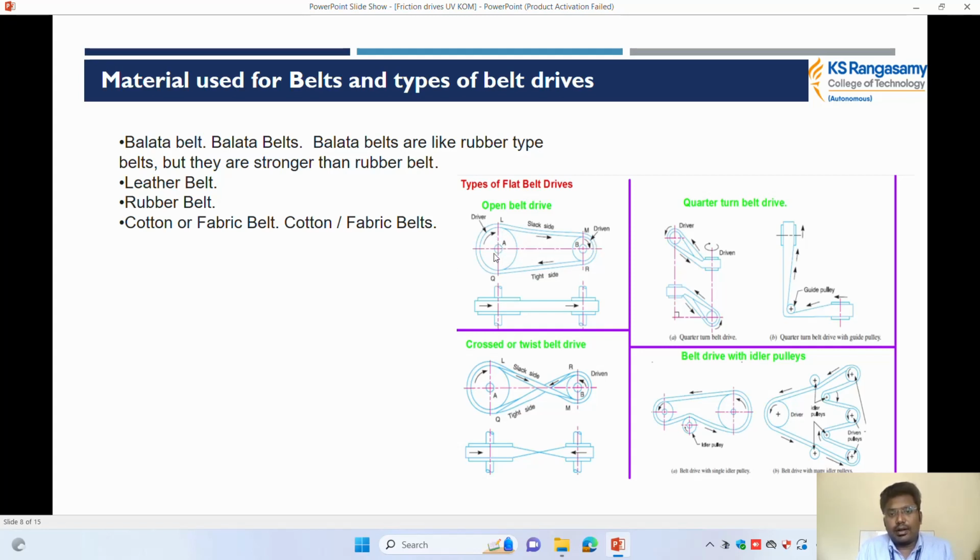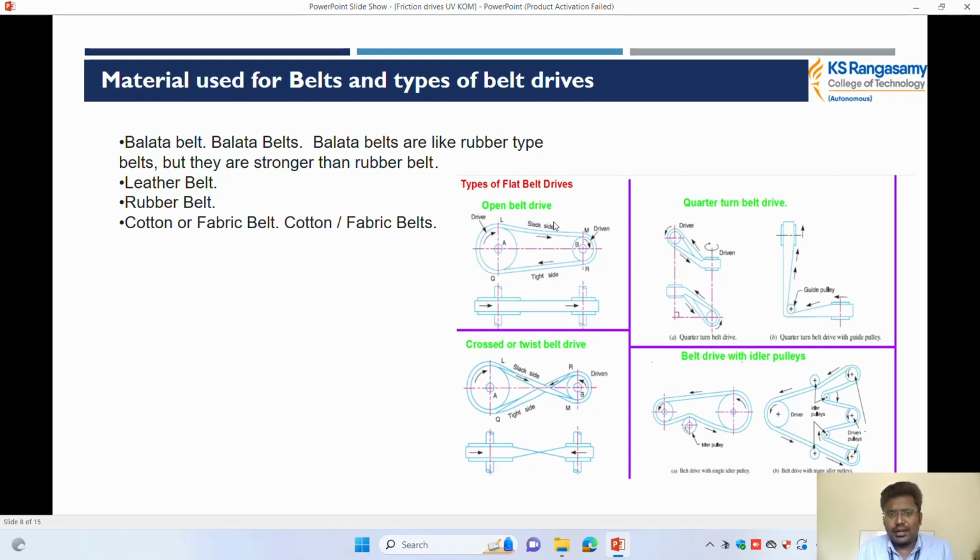For example, A is a driving pulley. It is rotating in the clockwise direction. The belt will come from A to B, so from the higher diameter to the lower diameter. So we create the slack side. Similarly, B will be rotating in this direction, and power is transmitted from B to A. So this is the tight side. One is the slack side, another is the tight side.